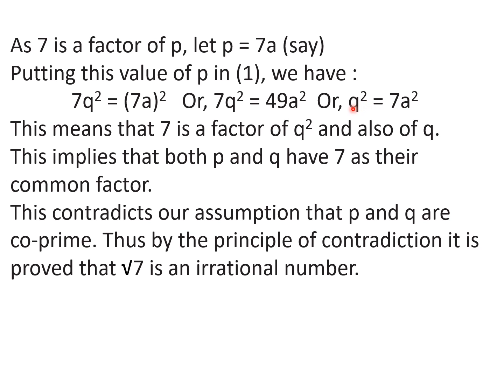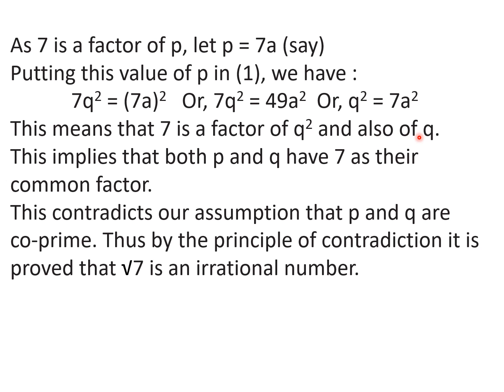Now look children, q square is equal to 7a square. Okay? This means that 7 is a factor of q square. Again 7 is a prime number. So if 7 is a factor of a perfect square q square, then 7 has to be also a factor of the under root of this perfect square, that is, under root of q square will be q. So this means that 7 is a factor of q square and also of q.